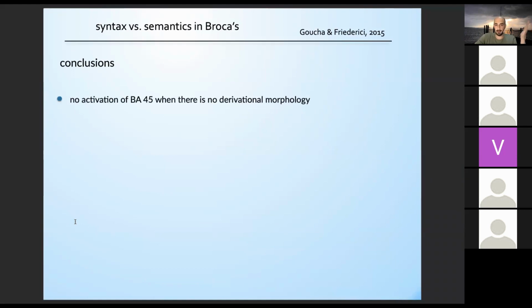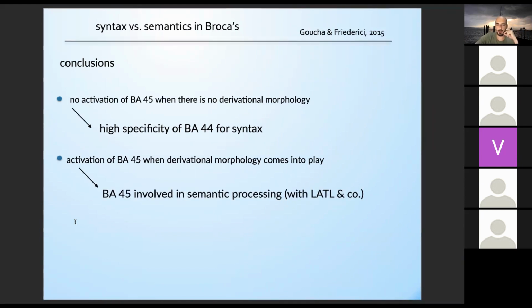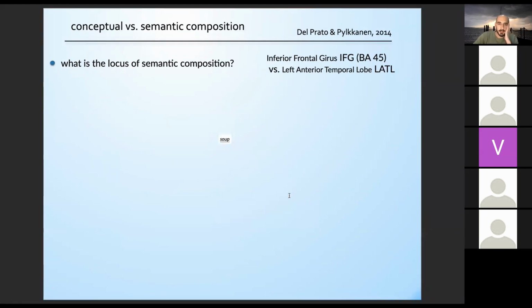So the conclusion was that yes, no activation of BA45 where there is no derivational morphology, high specificity of BA44 for syntax, and activation of BA45 even with just some derivational morphology when it comes into play, when it's included in your sentences, right? And we know that BA45 is involved in semantic processing along with other areas like LATL, left anterior temporal lobe, but also angular gyrus, also the whole middle temporal gyrus, probably the inferior temporal gyrus as well, and probably the posterior part of the STS and STG, okay?